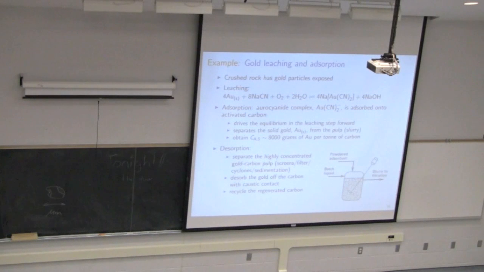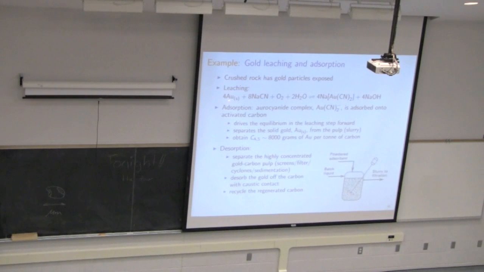So that's a really interesting use of adsorbent here. It's not only to separate out the liquid phase molecule, but also to drive the reaction kinetics in your favor. And what we can end up doing is we can load up that solid, that activated carbon, to the order of about 8 kilograms of gold per ton of activated carbon. So take 1 ton of activated carbon, you can load up 8 kilograms of gold onto that.